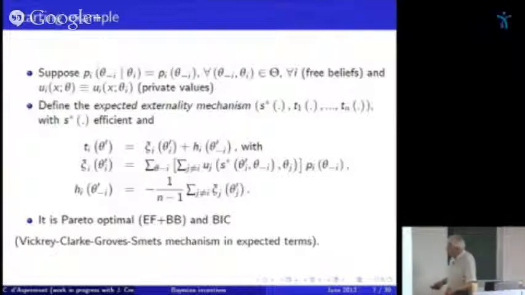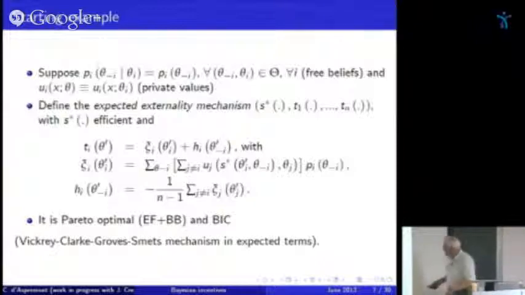Then you can define the transfer in the following way. Here you have the expectations of the utilities of the others for each individual I. So in that sense, this is really the Groves part, but in expected value. And then you have an additional term which you introduce just to balance the budget. With this scheme, S star and these transfers, you get efficiency and budget balance and Bayesian incentive compatibility.